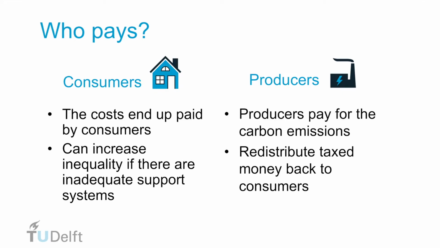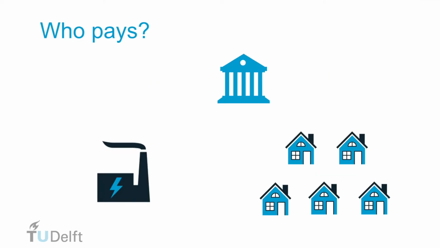This can cause problems within society, as this additional tax can increase inequality if there are inadequate support systems to accommodate those who are most affected. Therefore, in a fairer world, one might say that it should be the producers that pay for the carbon emissions that they are producing. This would ensure that the producers are penalized properly if they produce too much carbon dioxide.